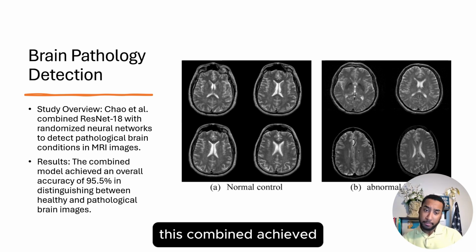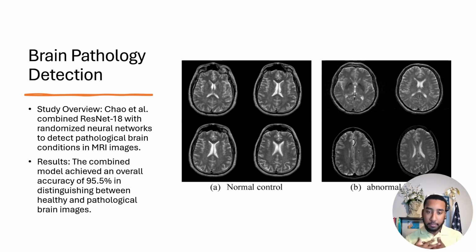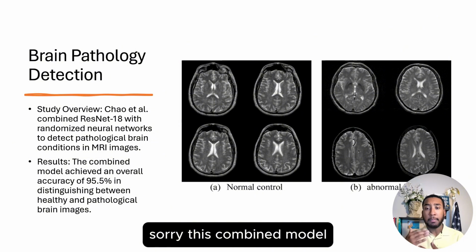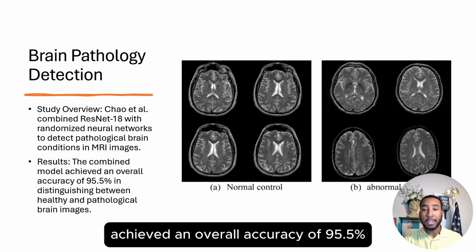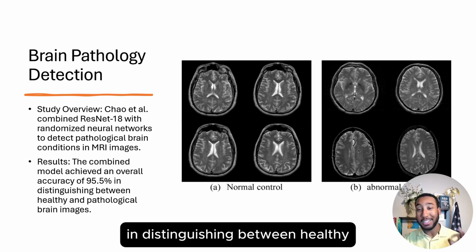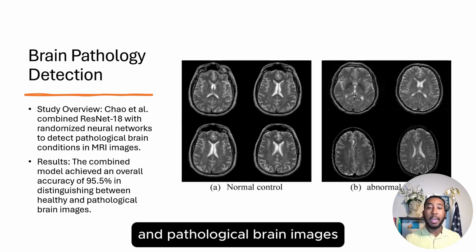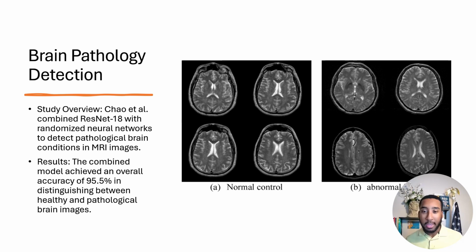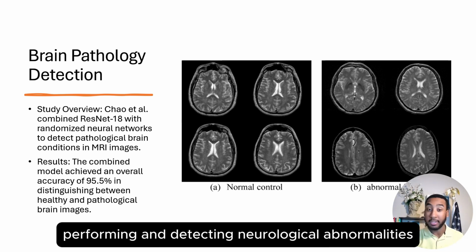This combined model achieved an overall accuracy of 95.5% in distinguishing between healthy and pathological brain images, demonstrating excellent performance in detecting neurological abnormalities.